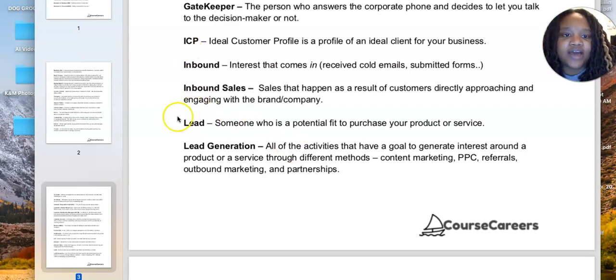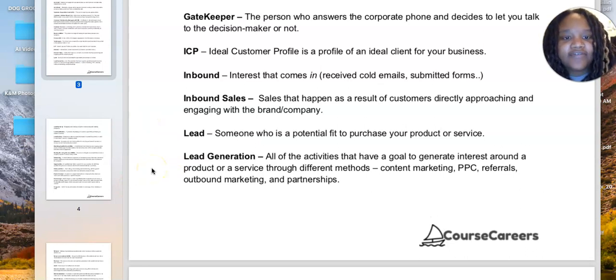All right, next we have a lead. We love leads. Someone who is a potential fit to purchase your product or service. So, lead, prospect, kind of the same thing in my eyes, but this is the definition for it.